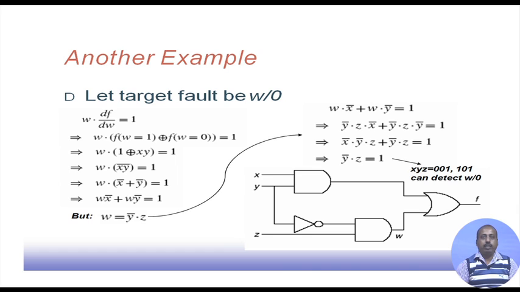In this way, for any combinational circuit where you want to detect a particular fault, we can take that particular fault at that line, excite it by giving proper value to it, and then propagate it by taking the differential of the function with respect to that particular line.